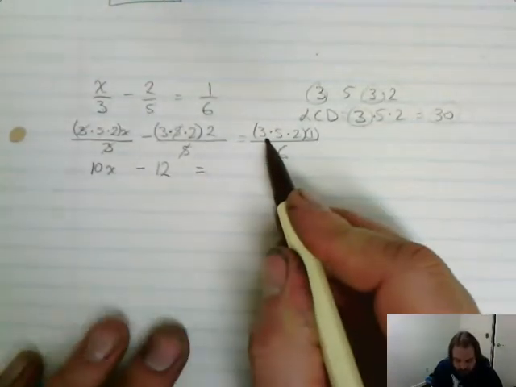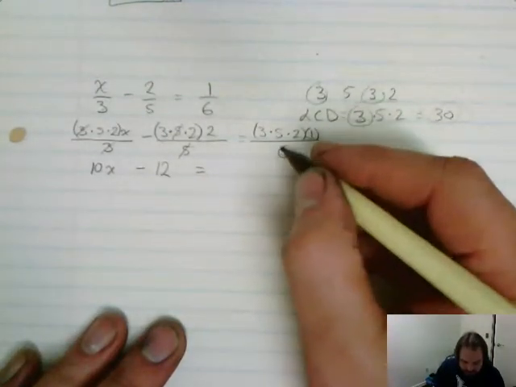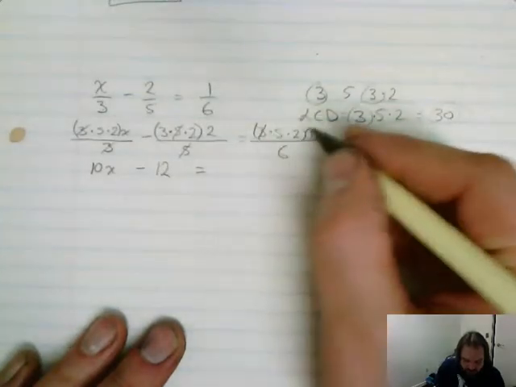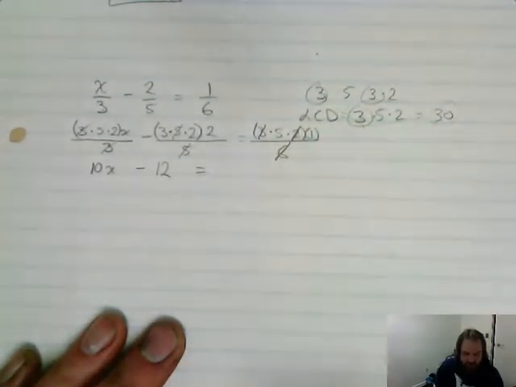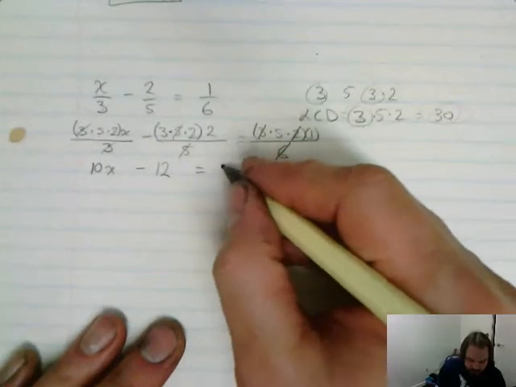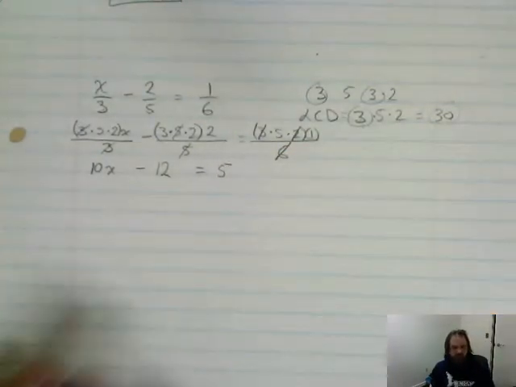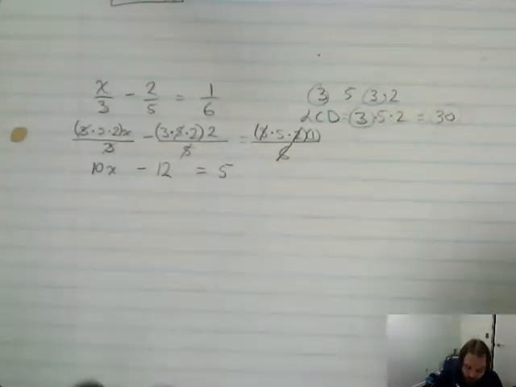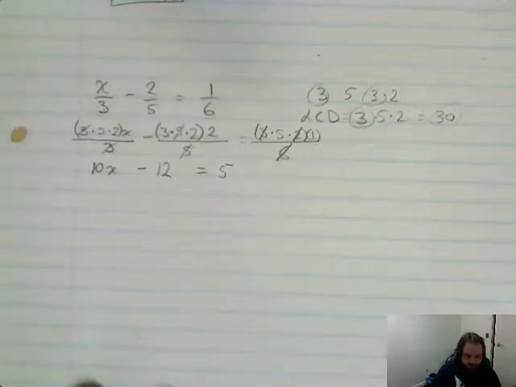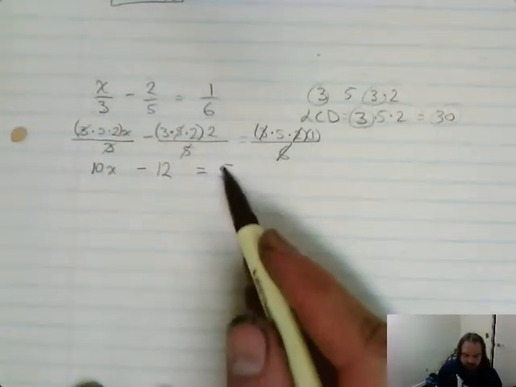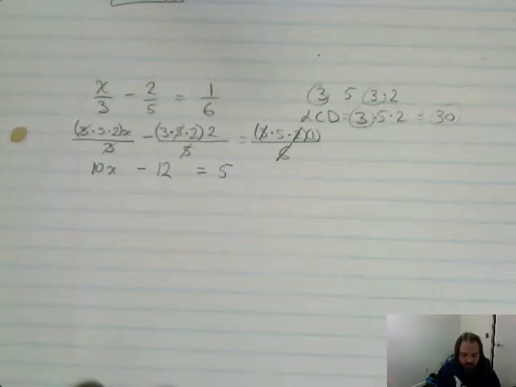Now we're going to look here. We have 6 is the same as 3 times 2. So 3 times 2 is 6 divided by 6. So we're left with x is equal to 5. Now we have no more denominators. So all we do now is we solve like we have done in previous lessons.